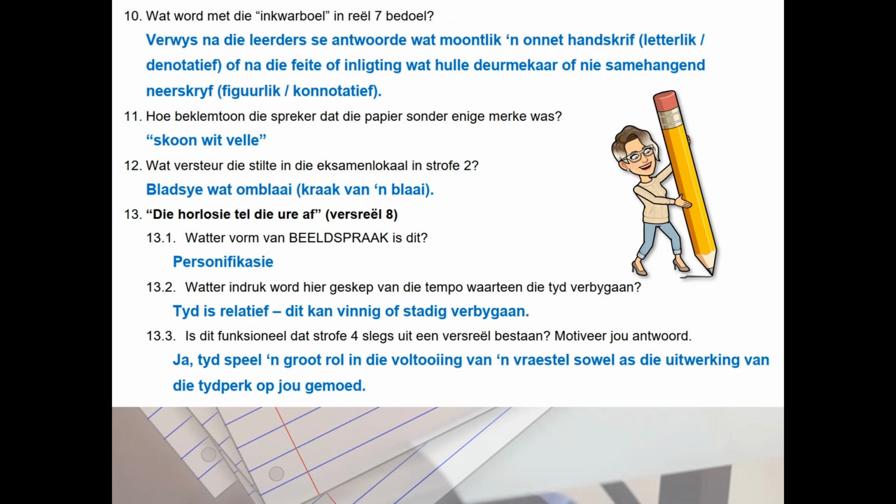13, die horlosie tel die ure af. Watter vorm van beeldspraak is dit? So the watch is counting down the hours. Now we use that term in English, but in fact it's personification, because a watch cannot count. So it's personification, that's the type of figure of speech that they have in line 8.